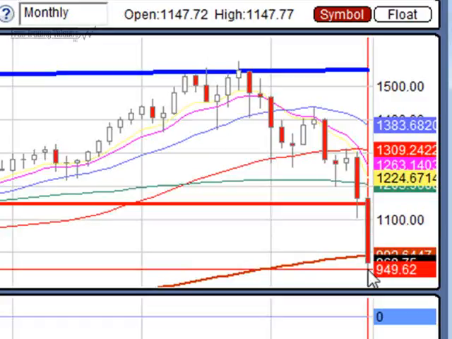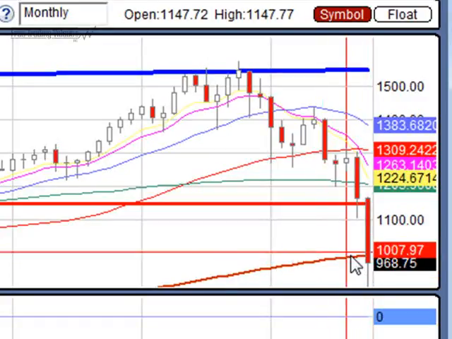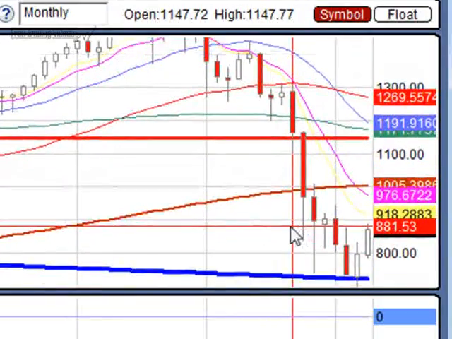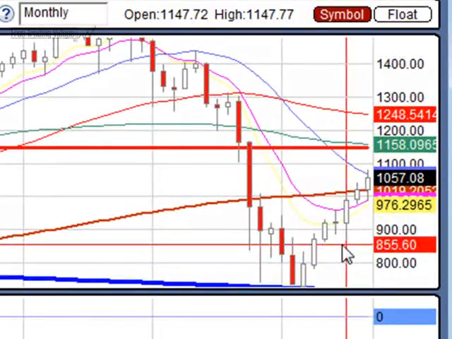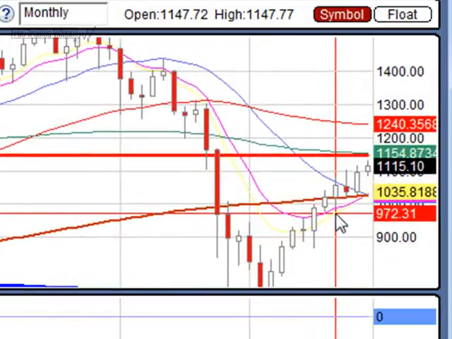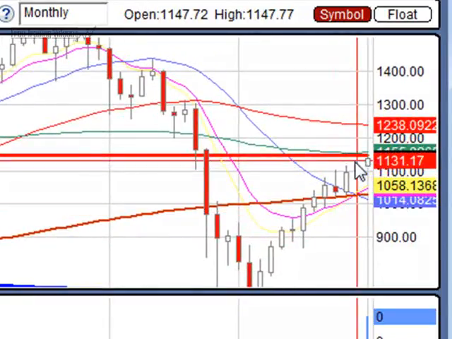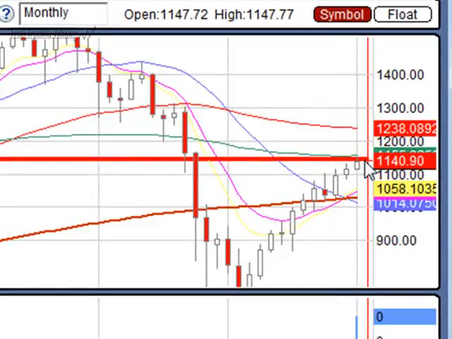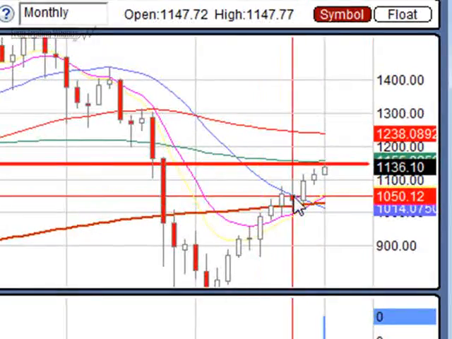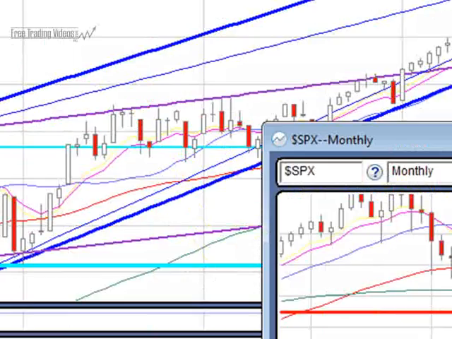Look at this. Boom. And then closing below the 200-month moving average, we come crashing down, down, down, down. We bounce. We go up, up, up. In 2009, look at this. We go up, up, up. Look where we're at right now. Boom. Right there at that resistance point. That's where we're at. It's 1150 on the S&P monthly.